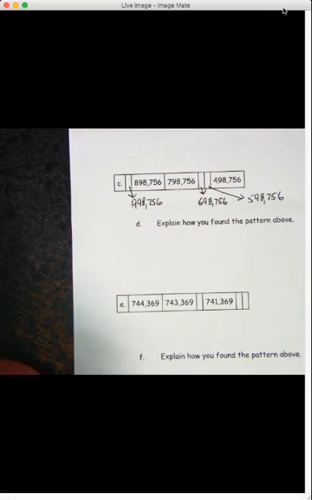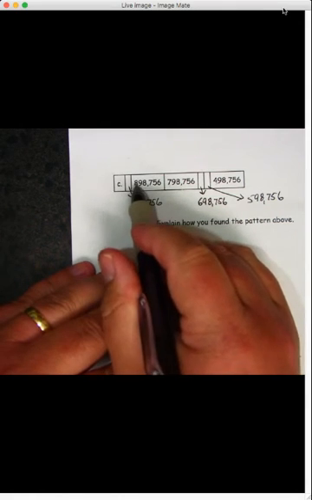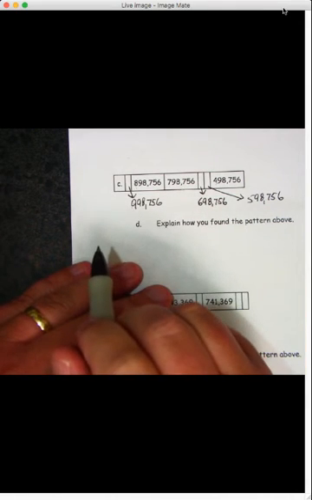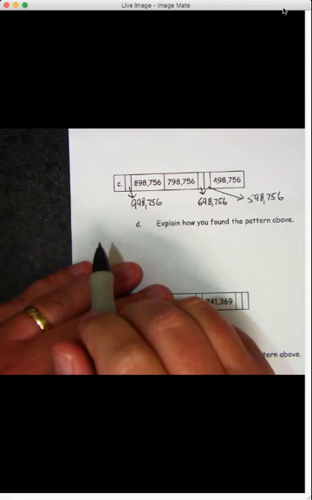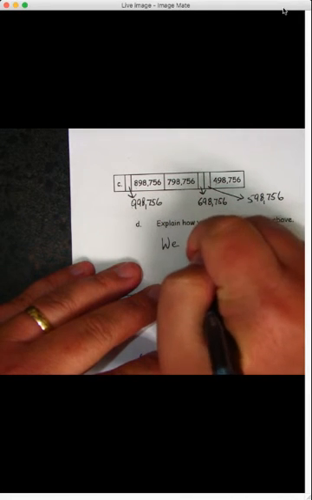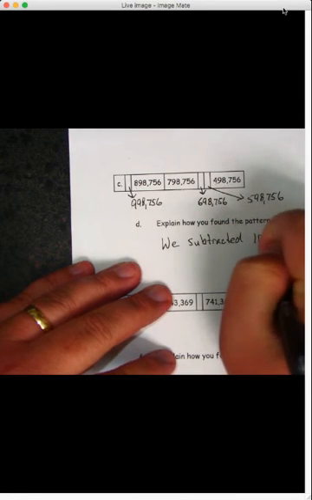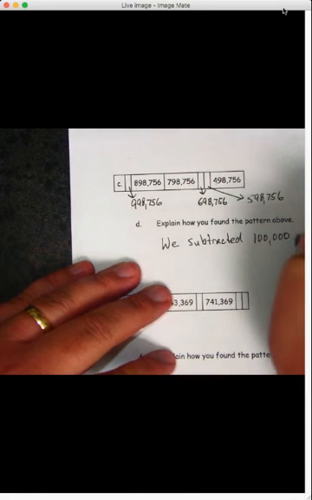How did we find that pattern? Well, we were subtracting that time. How much did we subtract each time? What place were we changing? The 100,000s place. So we were subtracting 100,000. We subtracted 100,000 each time.